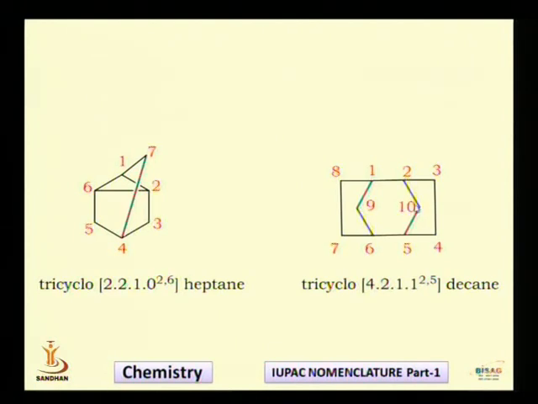So again I repeat that you do the numbering of the main cycle. So this is my main cycle. I did the numbering of the main cycle. Then after that do the numbering on the principal bridge. So the bridge which is connecting number 1 carbon, where there is an involvement of number 1, that is the main bridge. So this is a main bridge.